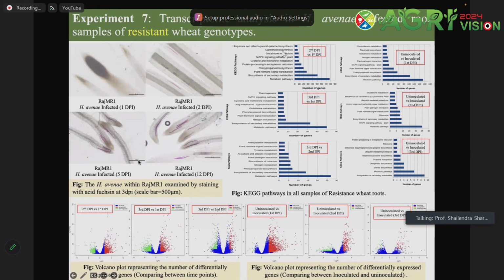In the previous slides, we used M6 and Opata in our QTL study. But in the other study based on transcriptomic analysis, we used Raj MR1. Raj MR1 is the only released variety from India which is resistant to this nematode infection. So we are using this variety for this transcriptomic analysis.